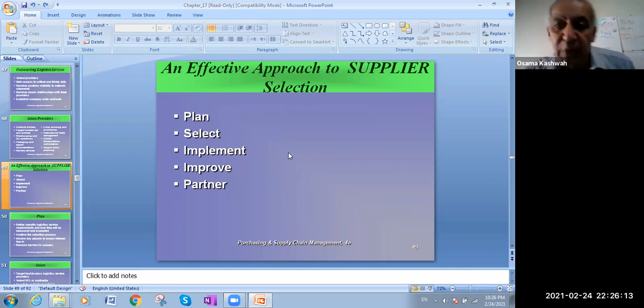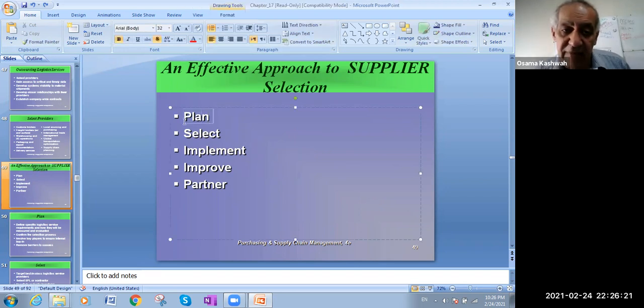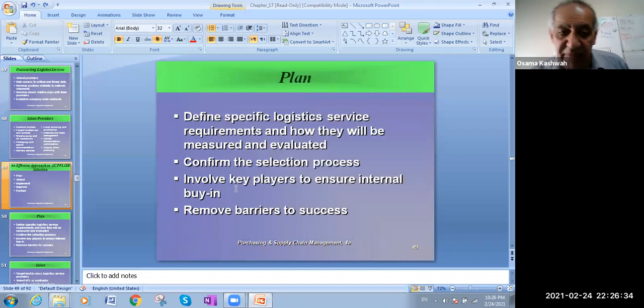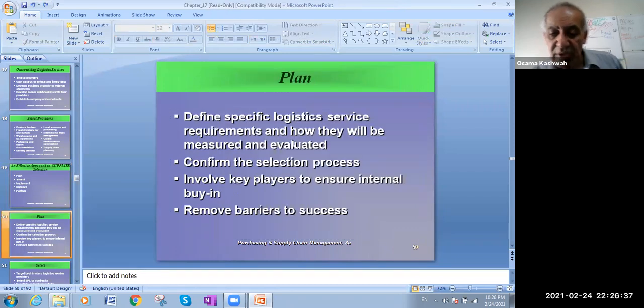An effective approach to supplier selection. How will I select a supplier? I have to do a process, a plan for the best supplier. I will select the best supplier. I will implement, which means go for a contract with the best supplier. I will improve if I have any problem in the supply chain management. And he is for me like a partner. So those are the points I will care about when I do effective supply.